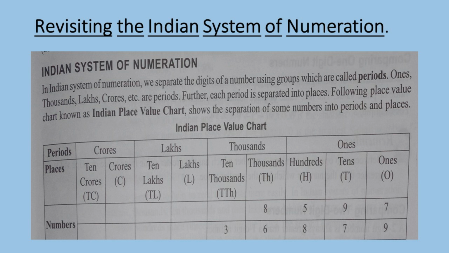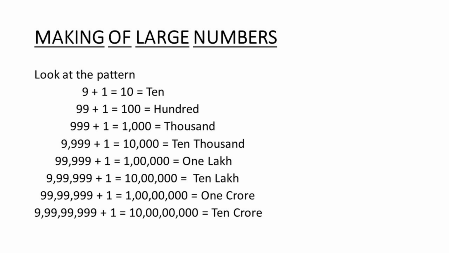So children, whenever we start placing any number in the Indian system of numeration, we start placing the digits of the given number from the right hand side, that is from the ones place. Now understand the making of large numbers with the help of the following pattern provided on the screen.